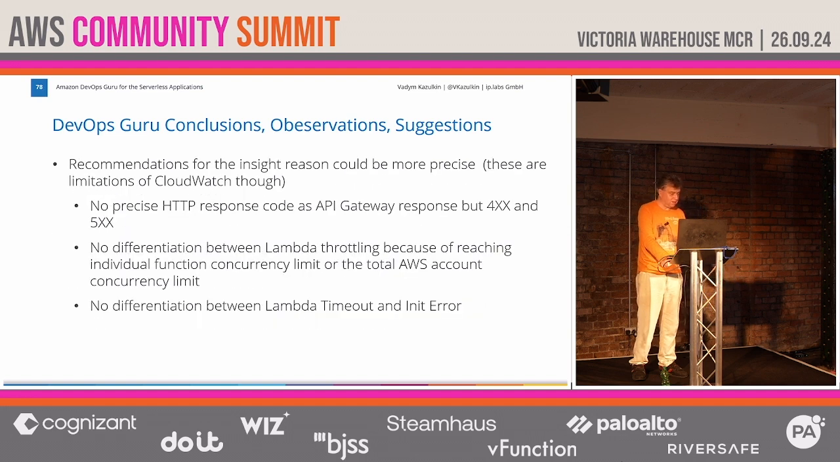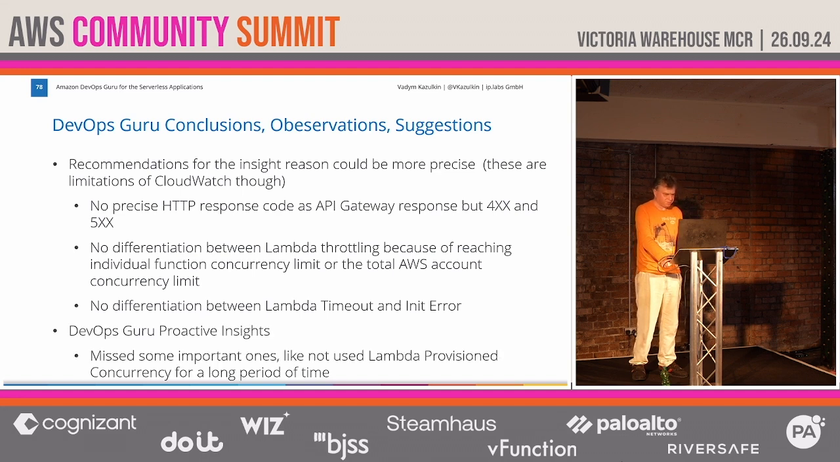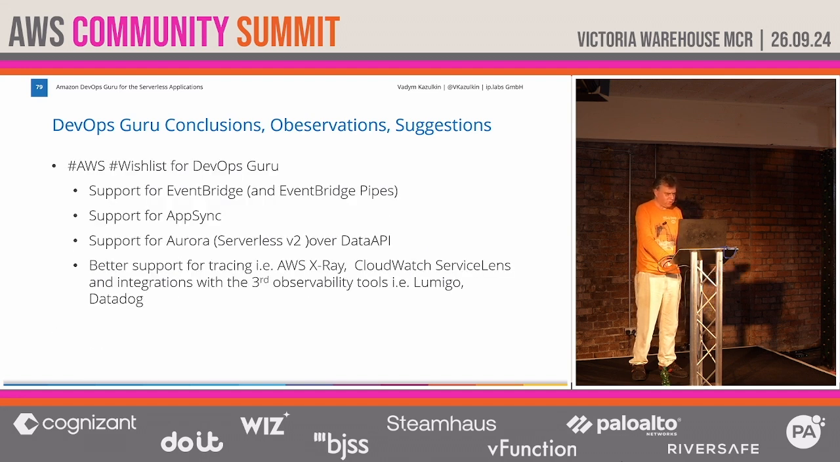So once again, there are some limitations of CloudWatch, no precise HTTP response code. DevOps Guru also suffers from that, and also there is no differentiation between Lambda timeout and init error in the Lambda function because of the same problem. That's the same error in CloudWatch. So I have my personal wish list.